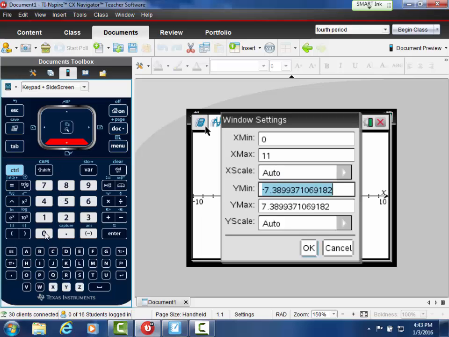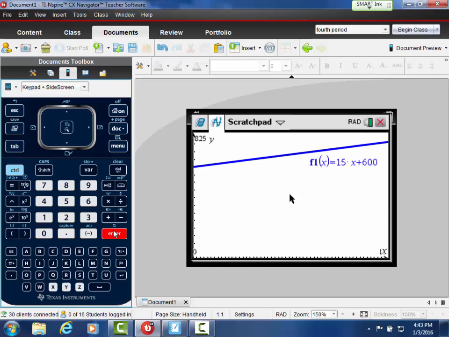Okay, and the same thing, the y minimum. Well, our minimum y was 75, I believe, but we'll go ahead and do 0. And then our maximum y was 825, I believe. So we'll put 825 in. And so now we can see a little bit more of the line.